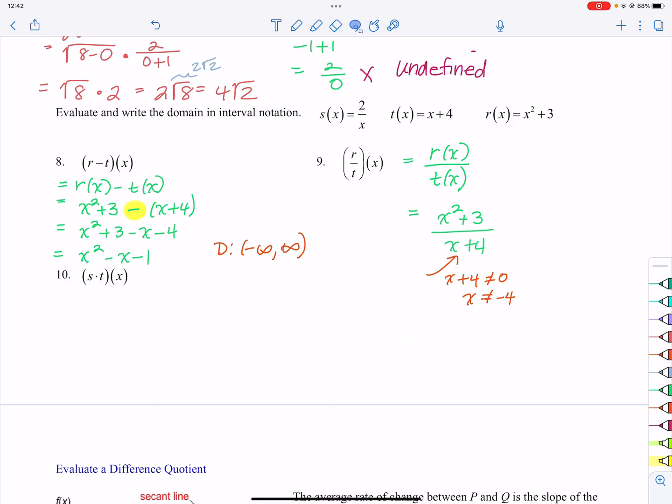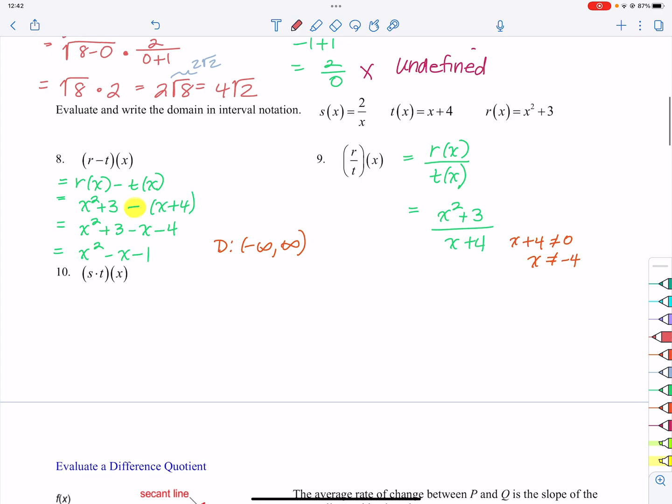So this domain is going to be negative infinity all the way to negative 4, going over the other side of negative 4 and all the way to infinity.